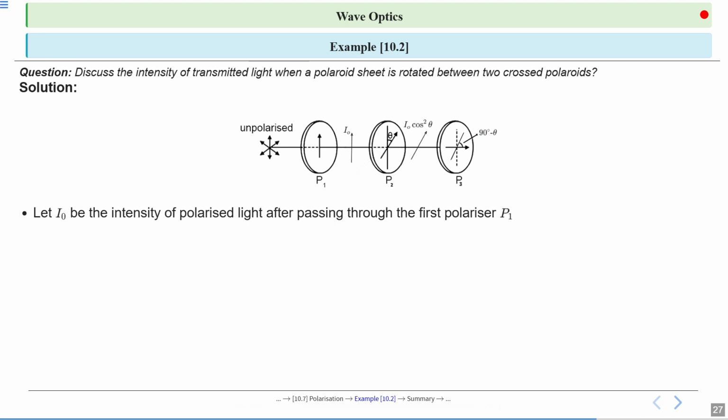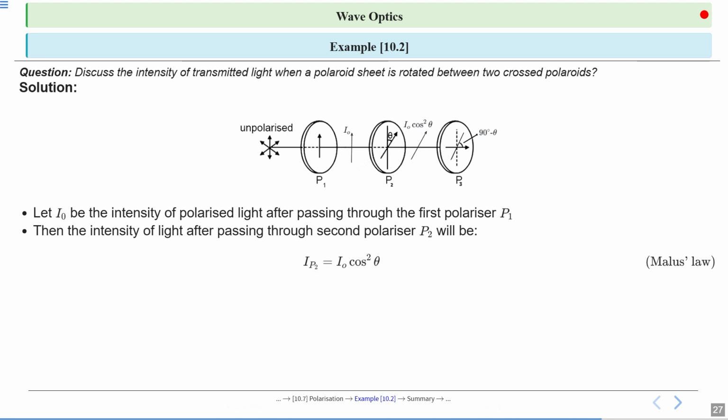Now consider the intensity of polarized light after it passes through the first polarizer P1. We denote this initial intensity as I naught. This is the starting point for our analysis, and it's important to remember that this light is already polarized. Now we need to determine the intensity of light after it passes through the second polarizer P2. This is where things get interesting, because the intensity will change based on the angle between the axes of P1 and P2.